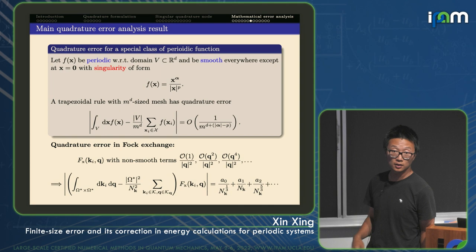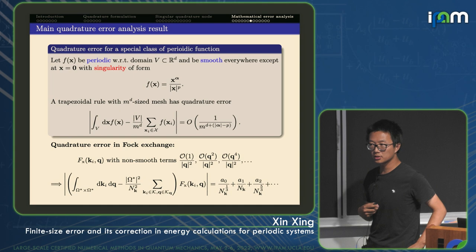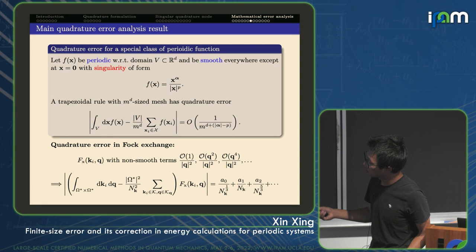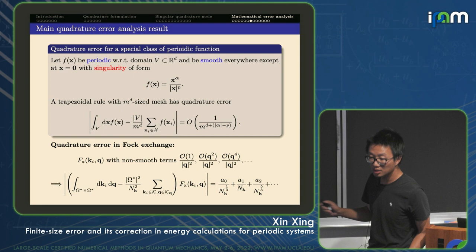For those of you who are familiar with the Madelung constant correction, it exactly corresponds to a quite classical numerical quadrature method called singularity subtraction. The Madelung constant correction exactly removes this leading non-smooth term. As a result, the quadrature error after the correction exactly comes from the second leading non-smooth term here and is of scale 1 over n.